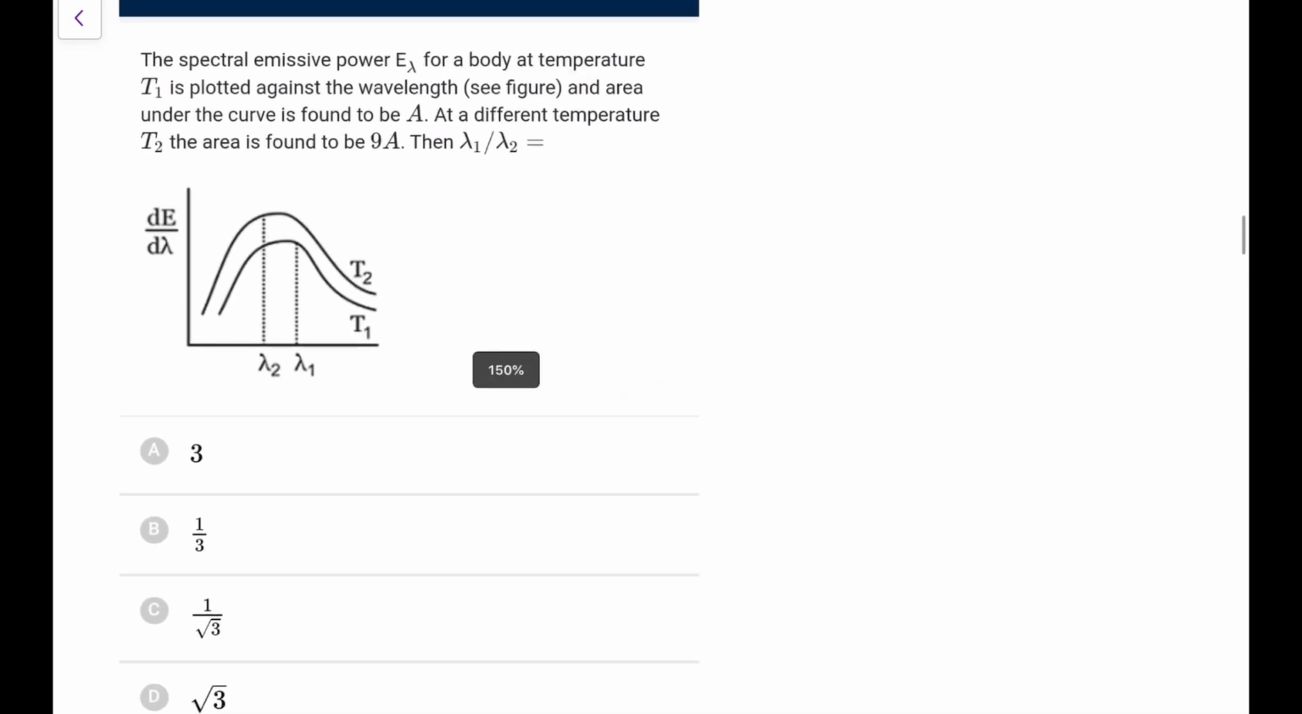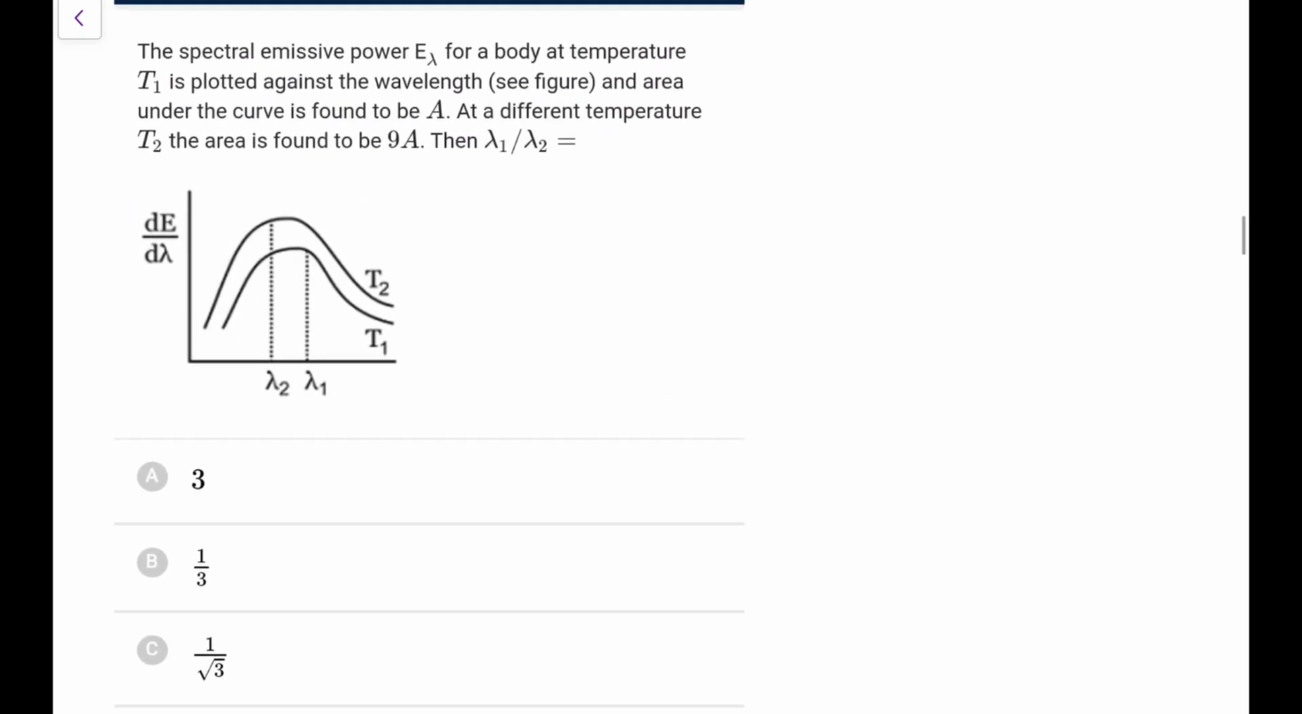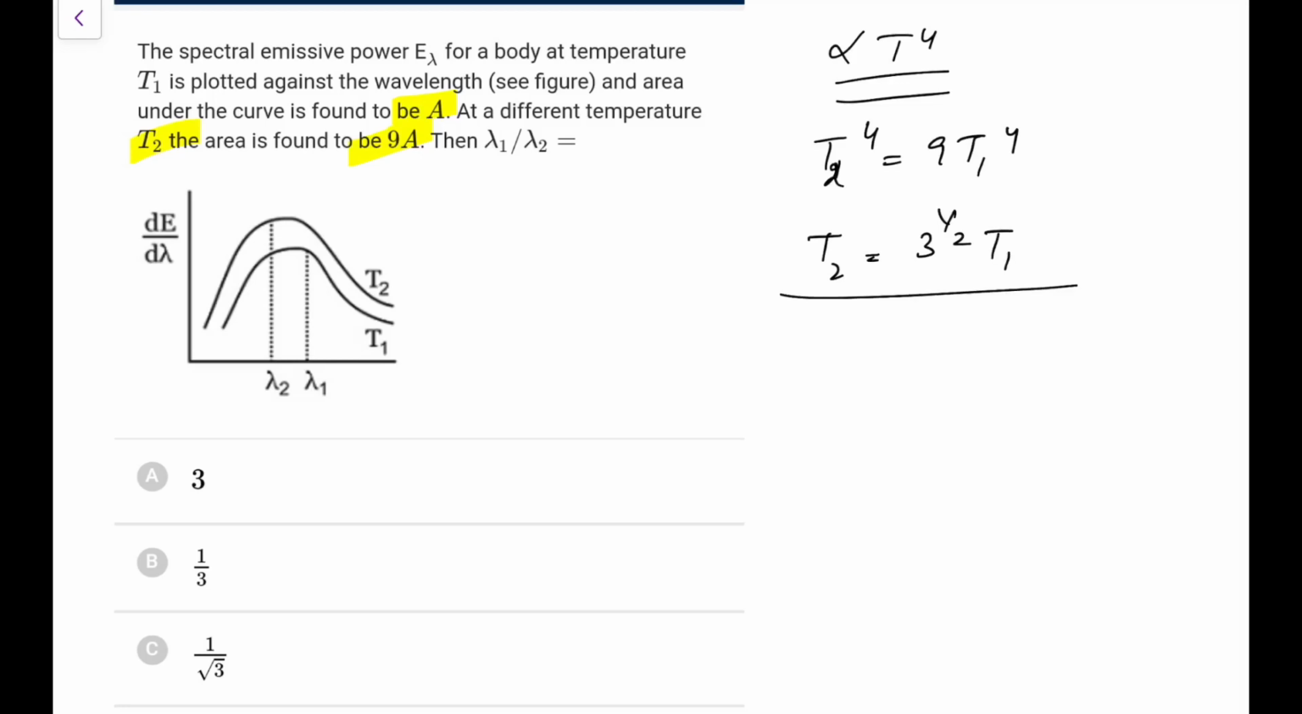Next, the spectral emissive power E lambda for a body at temperature T1 is plotted against the wavelength and the area is A. At a temperature T2 the area is 9A. So area is basically the total energy emitted, and that is proportional to T to the power 4. If the area becomes 9 times A, that means T2 to the power 4 is 9 times T1 to the power 4. So T2 I can write as 3 to the power 1 by 2 times T1.